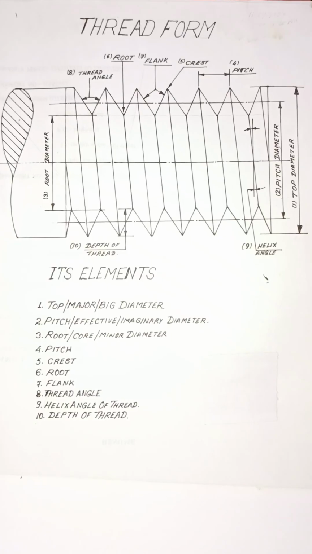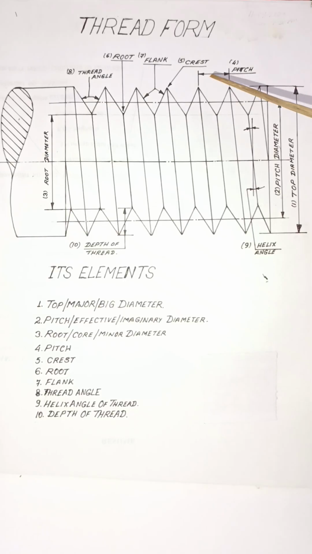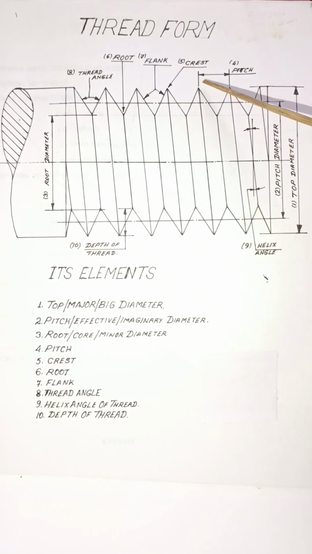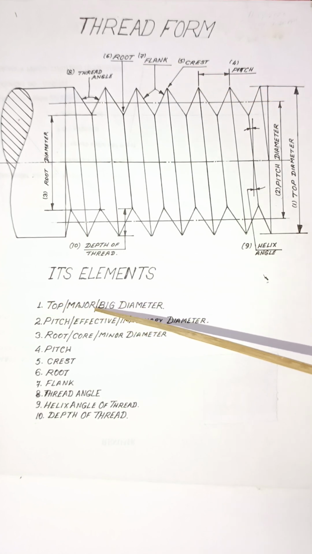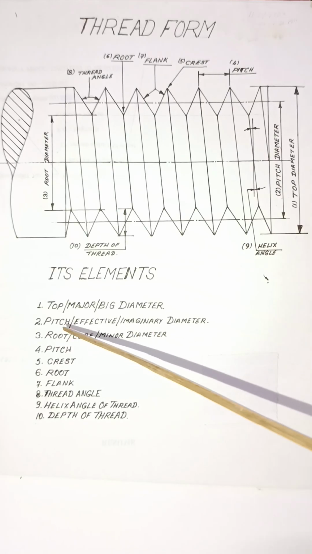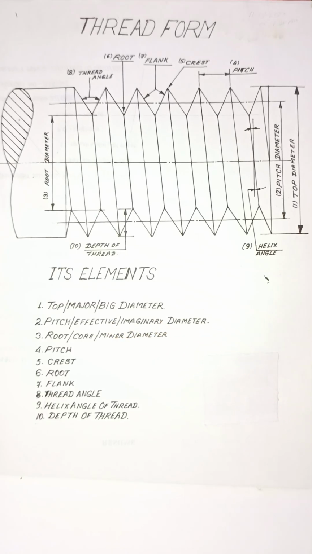So after producing the complete thread form, we give names. The top point, this one vertex, this one vertex, this top point is known as crest. Here we have given number 1: top diameter, major diameter or big diameter. The next is pitch, effective or imaginary diameter.